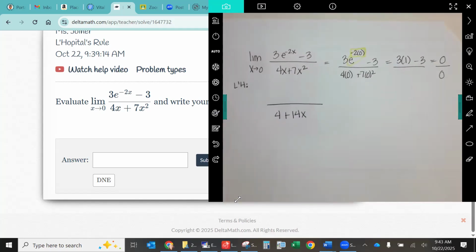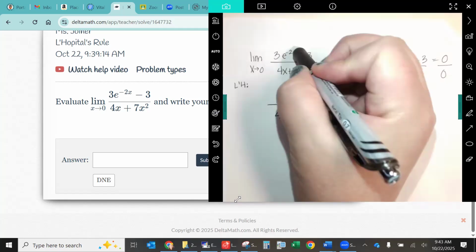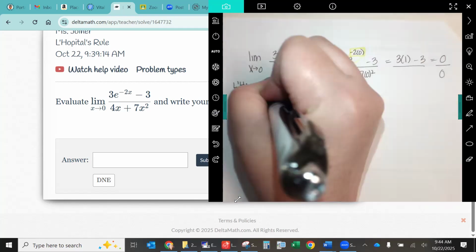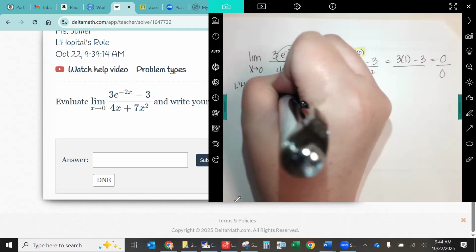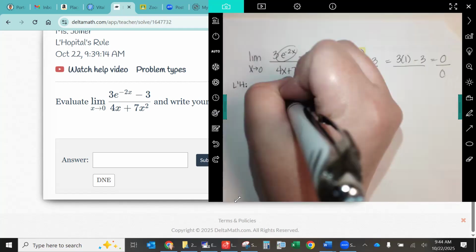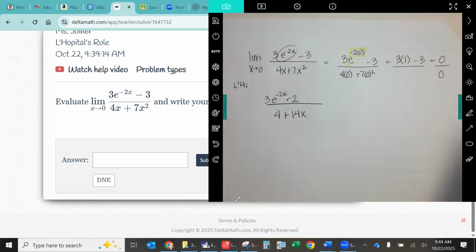For the top, you need chain rule. A lot of people in my B-Day class didn't remember how to do it with e. So if you're doing an e, the outside layer is the e, the inside layer is the minus 2x. So what's the derivative of e to the negative 2x? E to the negative 2x again, but then you have to times by the derivative of the middle layer, which is negative 2x. What's the derivative of that? Negative 2. Now, what happens to the minus 3? Goes away because it's a constant.